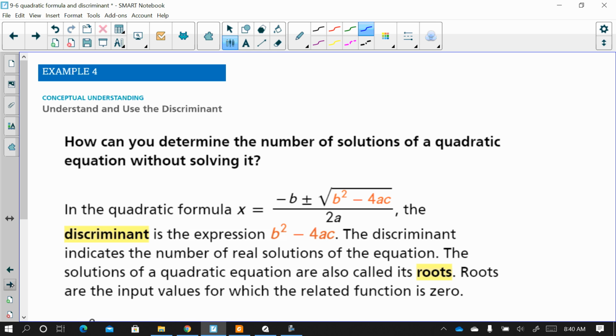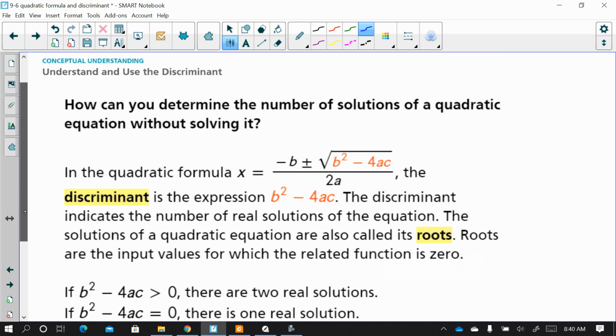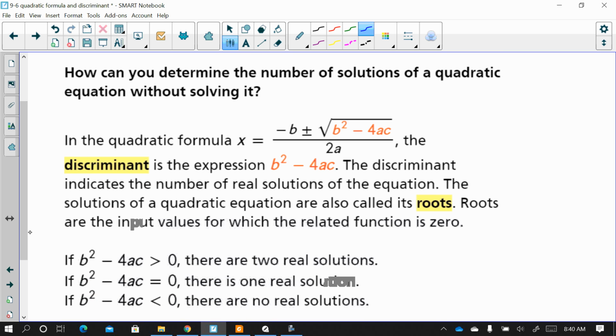Well, inside the quadratic formula, we have something called the discriminant. The discriminant is b squared minus 4ac. Notice it's just the stuff underneath the square root. The discriminant tells us the number of real solutions of the equation. Remember, we called these solutions the zeros, the x-intercepts. Here's another word for it: the solutions of a quadratic equation are also called the roots. Roots are the input values for which the related function is 0.